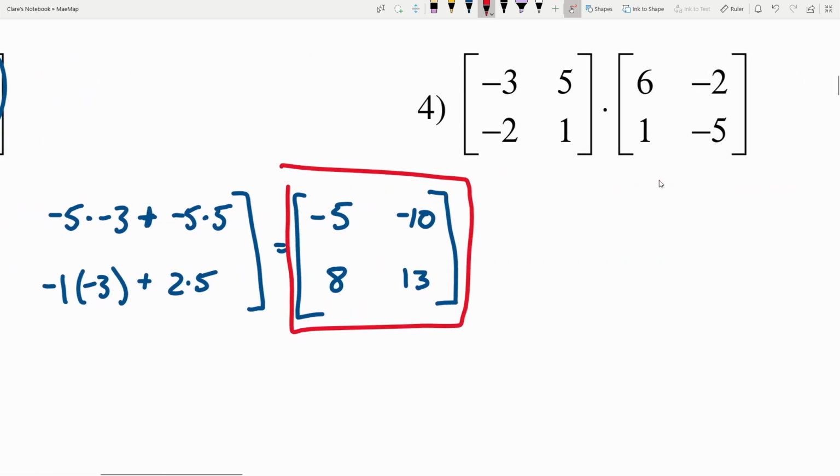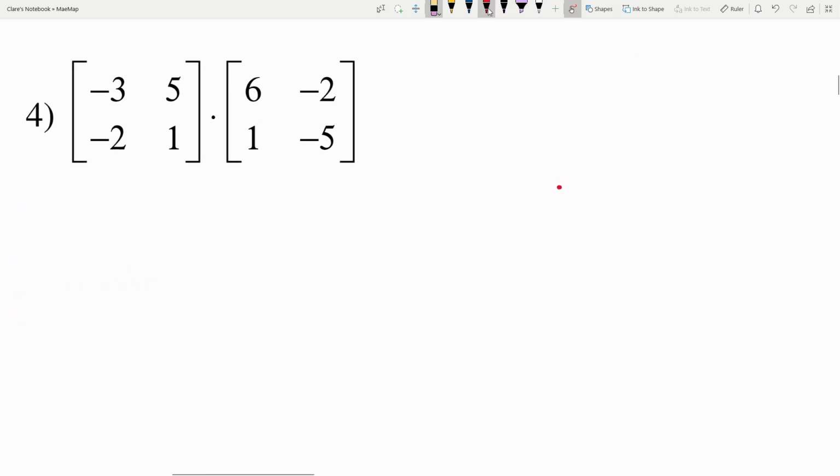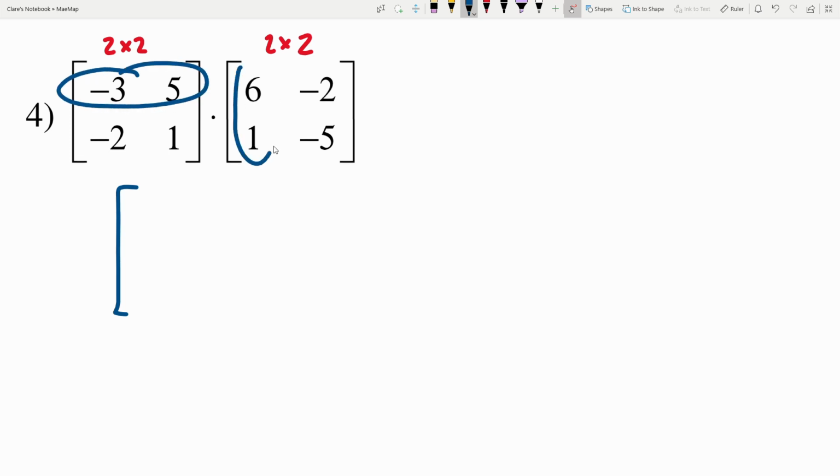Let's move on to number 4. In number 4, can I multiply them? Yes, because it's a 2 by 2 multiplied by a 2 by 2. My number of columns in my first matrix matches the number of rows in my second matrix that I'm multiplying by. And the result's going to be 2 by 2. So now, starting with the first row and first column, I'll do negative 3 times 6 plus 5 times 1.